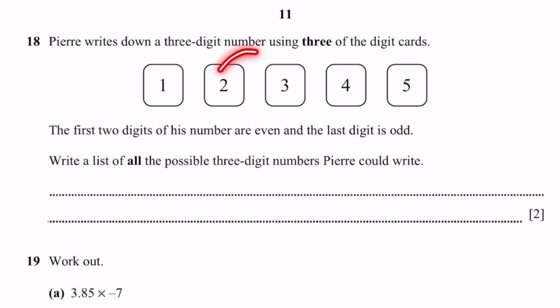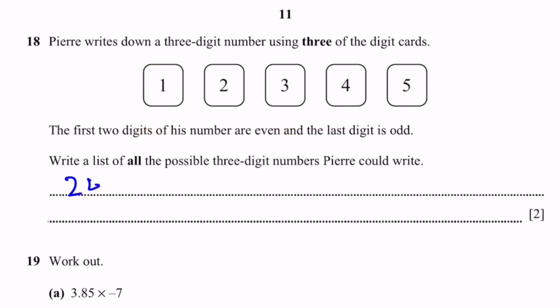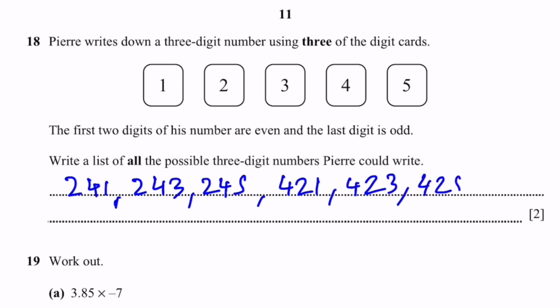That means there are only 2 even numbers, so the first 2 digits have to be 2 and 4. The last digit can be any one of these 3. So we can write 241, 243, 245. So we got these 3. Well, it's possible to interchange the order of these two. So we can have 421, 423, and 425 as well.